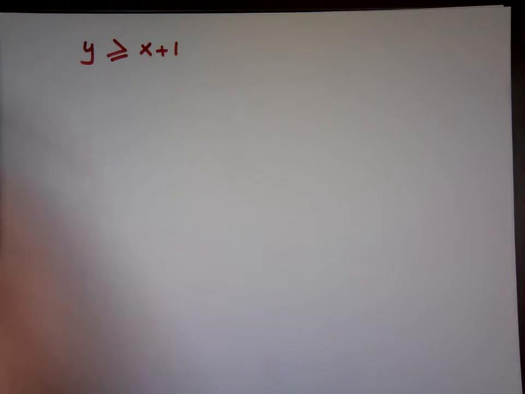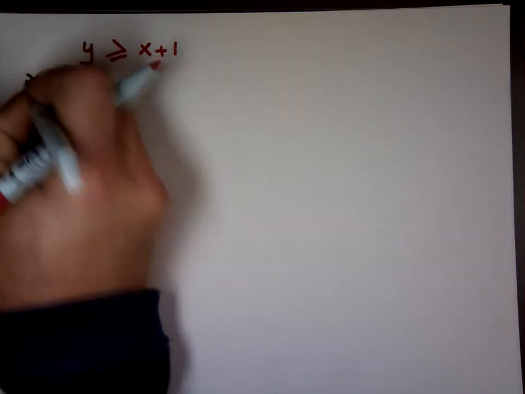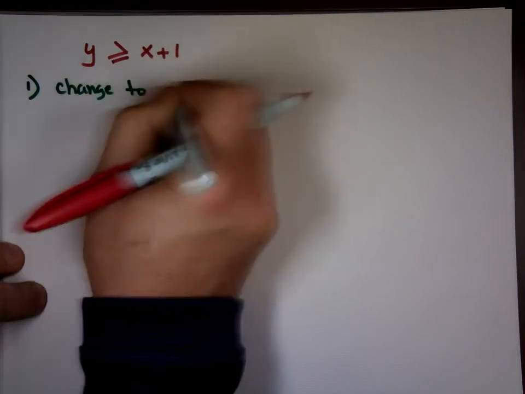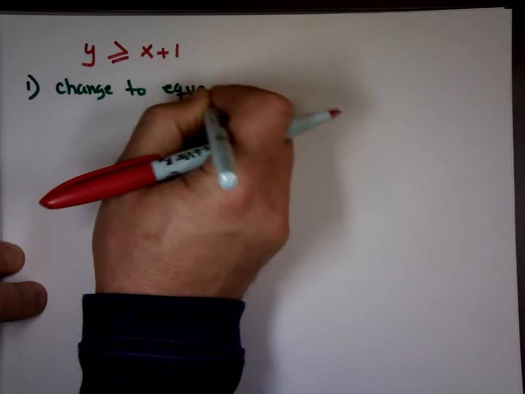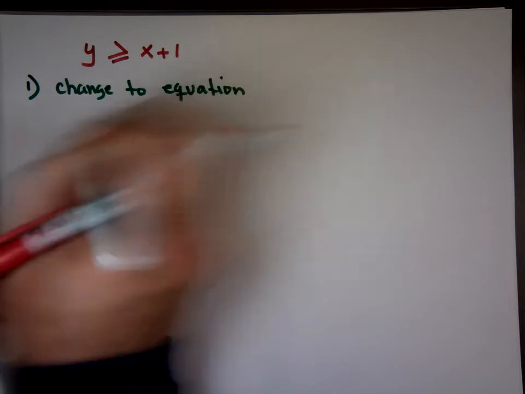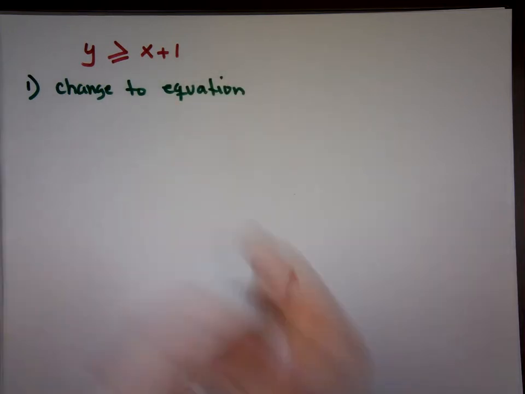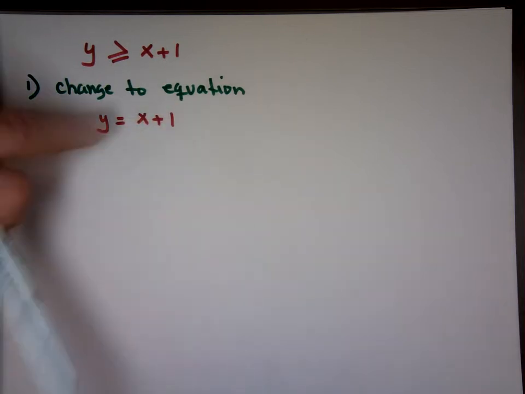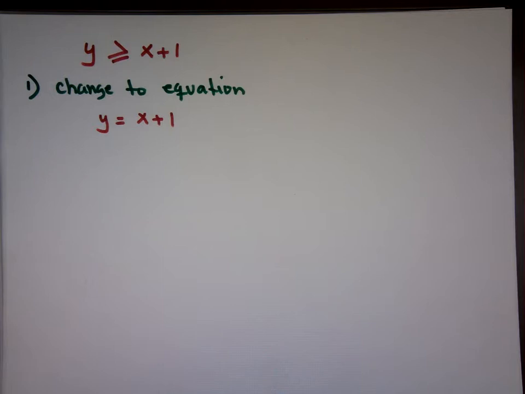What's the first step? Change to an equation. And that becomes what? Y equals x plus 1. And now you're going to plot that one. This, obviously, I can plot probably by picking points or the slope intercept. You don't have to use the x and y intercept all the time.